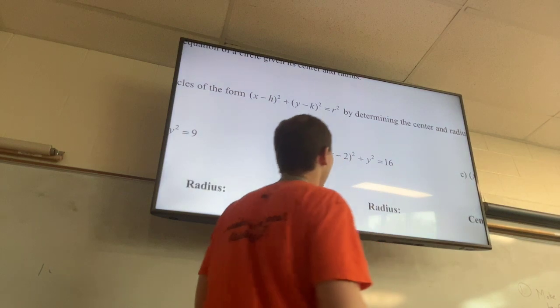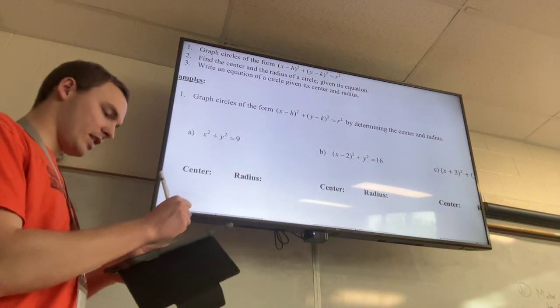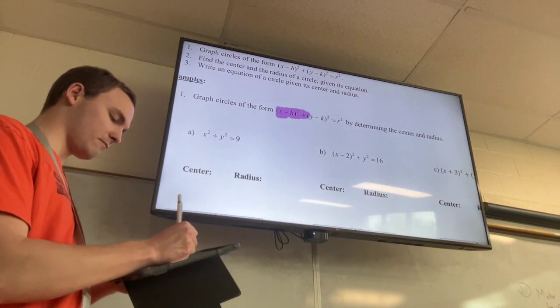It's gross outside. Okay, so right here, this is the general form for the equation of a circle.